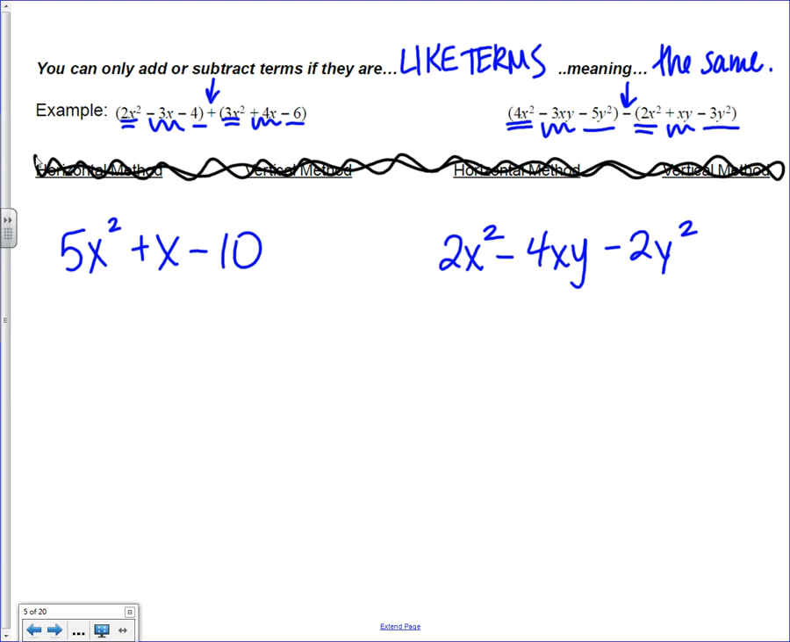Fair enough? Yes? Okay, so I'm just going to do a few on the back, and we're going to call it a day. We're not going to do them all on the back. Fair enough? Okay, number 1.